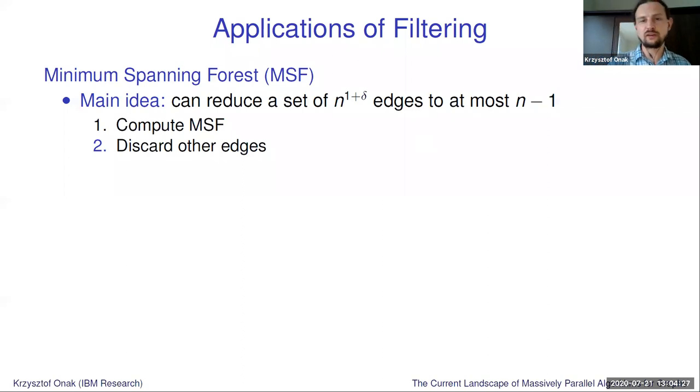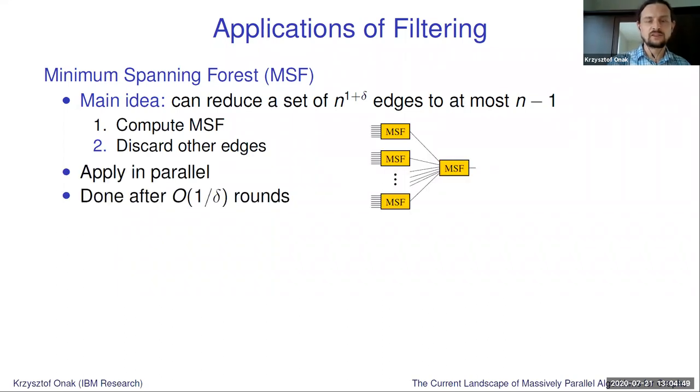It follows from what is known as the red rule. It was introduced by Tarjan, but basically, if you have a cycle and an edge is the heaviest edge on the cycle, then you can safely throw it away. It's not going to end up in the minimum spanning forest or tree. And this is basically what happens here.